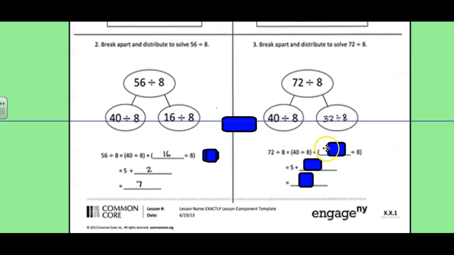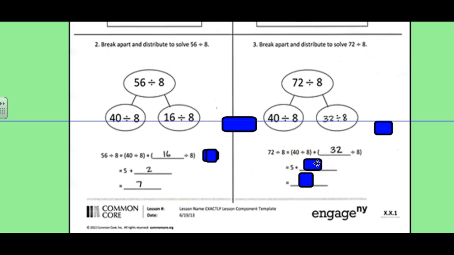So down here, when I'm breaking it apart, they've got it started for you. And the other equation that we're adding to 40 divided by 8 is 32 divided by 8. We already know that 40 divided by 8 was equal to 5. So now we have to figure out what we are going to add to 5. And the way we figure that out is by dividing 32 and 8. So I want you to divide that and then write the answer right here in this blank.